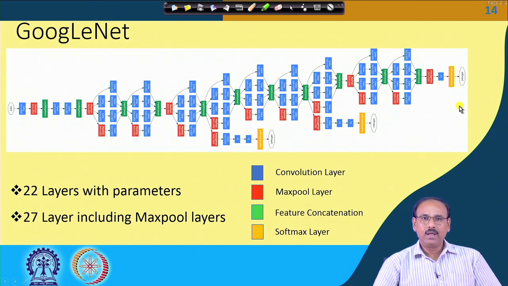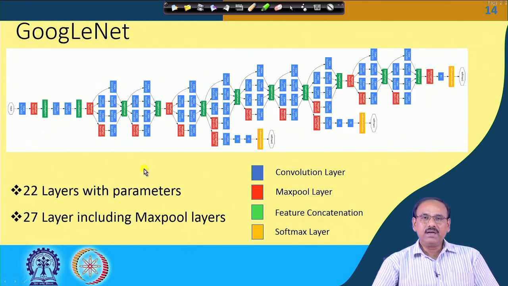And if you look at this GoogleNet architecture, you find that there are 22 layers with parameters. These layers are actually convolution layers and fully connected layers. And if you also consider the max pool layers, which obviously do not have any tunable parameters, then the total number of layers in the GoogleNet is 27. And you can compare the architecture of GoogleNet with the VGGNet. So this is the GoogleNet architecture.